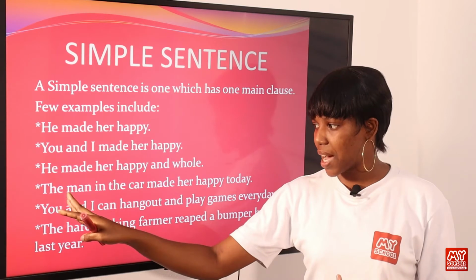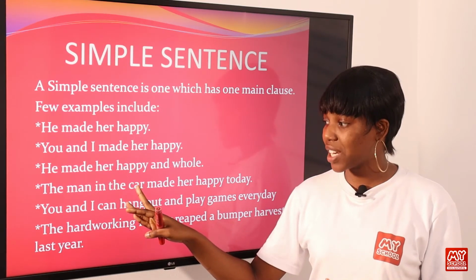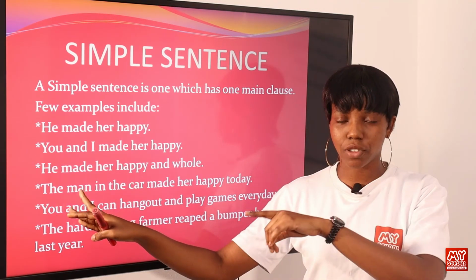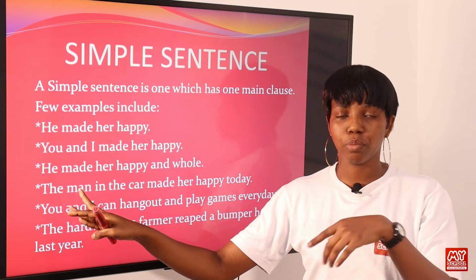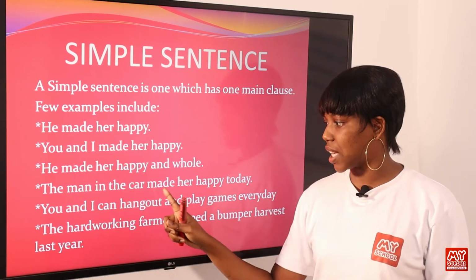So you have "the man" as a phrase, and "in the car" as another phrase, serving as the adjectival phrase, telling us more about the man. The man in the car, not the man standing or the man in black trousers. So this is the man in the car. This is the subject and this is the verb.